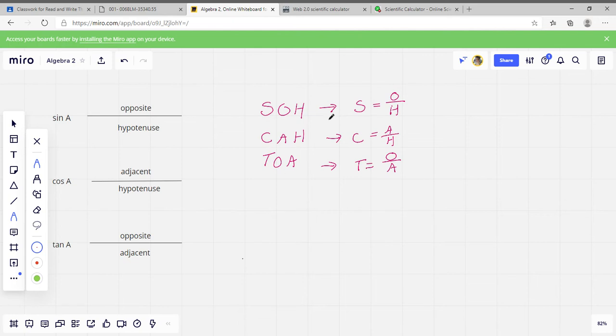All right, so if we were to draw this one out, the sine, that would mean that we would be talking about, here's our triangle, here's our right angle, the sine of angle A, so here's angle A. The sine would be the opposite, this one's opposite, over the hypotenuse. Okay, opposite over hypotenuse.